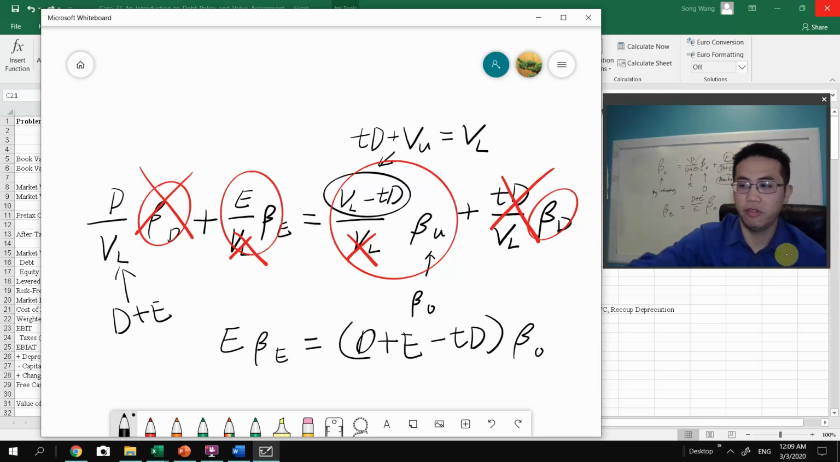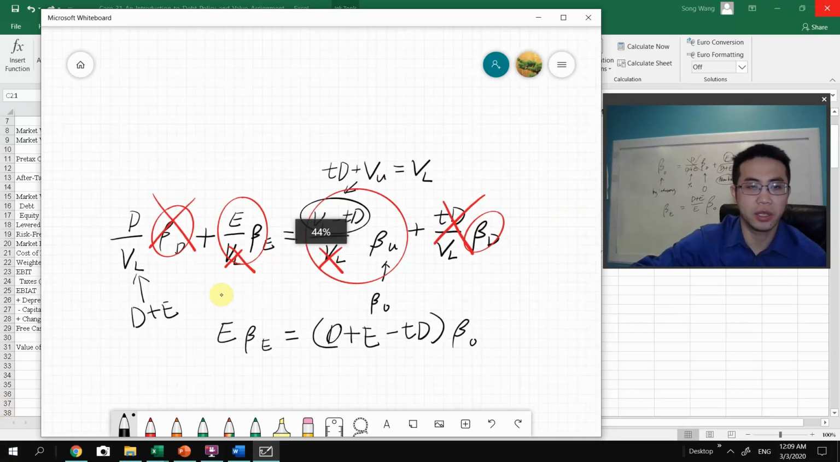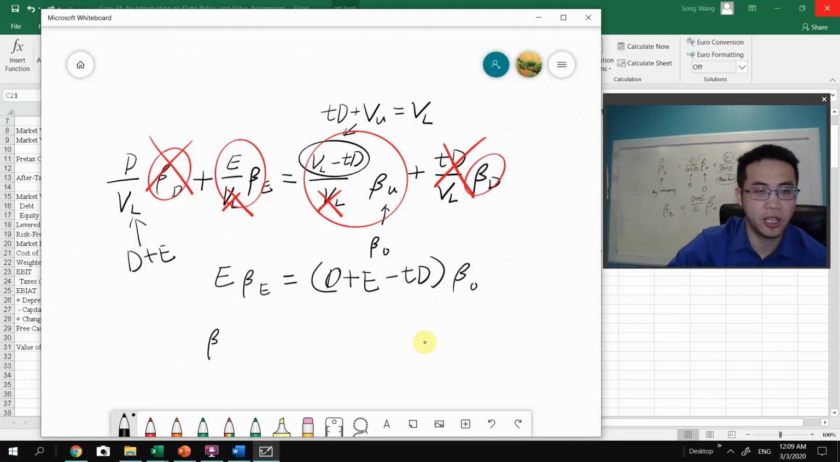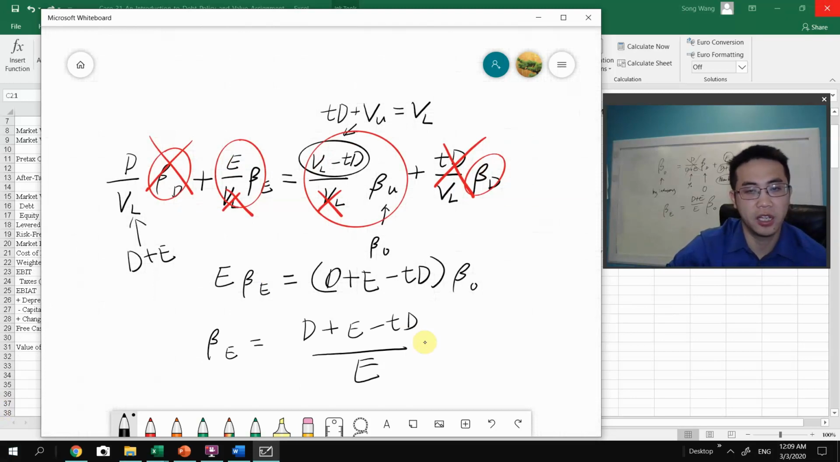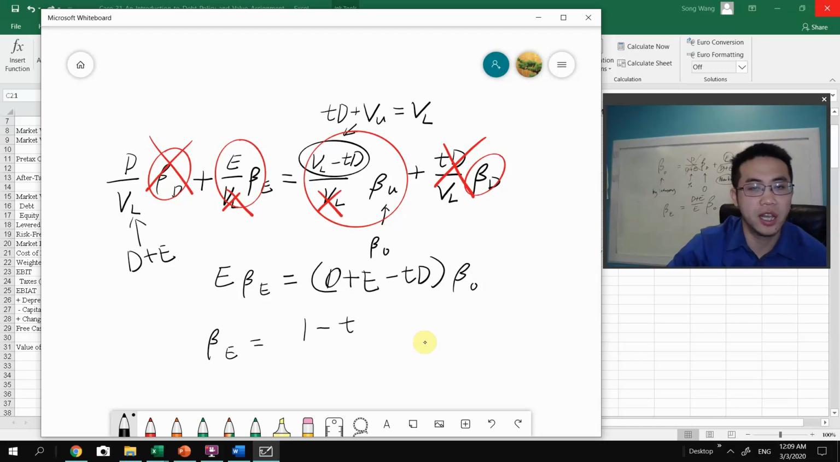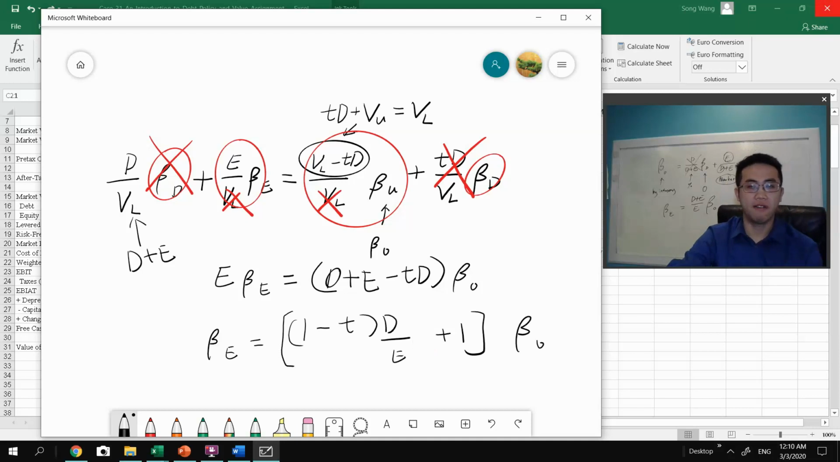And then if I scroll down a little bit, this beta E equals (D plus E minus TD) divided by E times beta 0. So if I want to rewrite it, it is basically (1 minus T) times D over E plus 1, the whole thing multiplied by the unlevered beta.